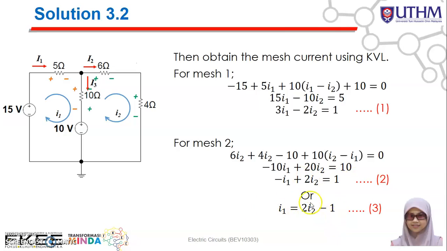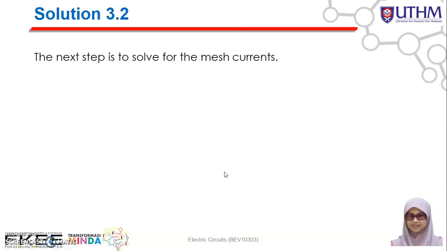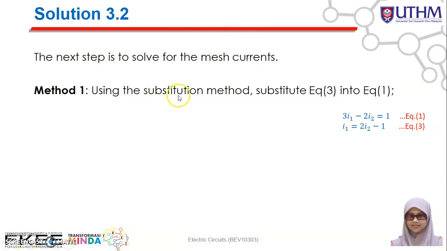Okay, so based on the simultaneous equation that you get, you see here you have two mesh, so that's why you have two different simultaneous equations. You need to solve the simultaneous equations in order to obtain the value of I1 and I2. So basically there are two methods on how to solve it, whether you are using the elimination technique or you can also use the Cramer rule.